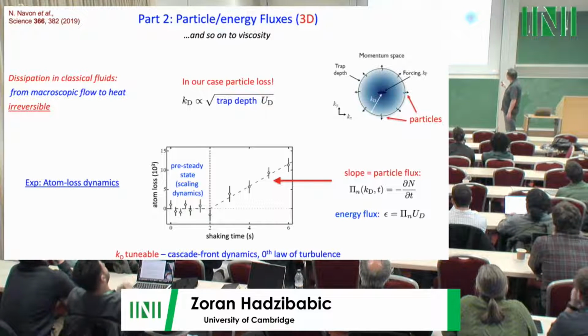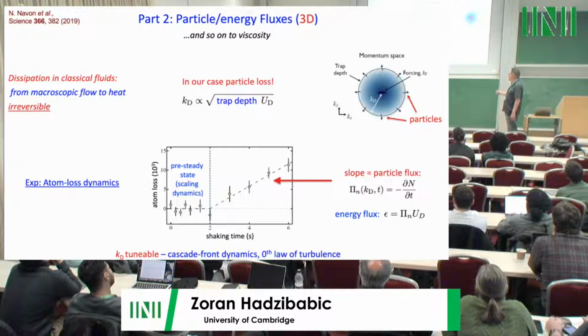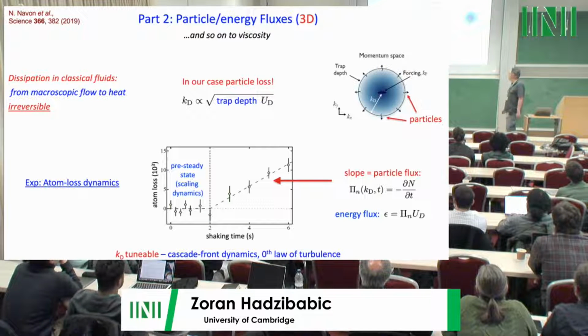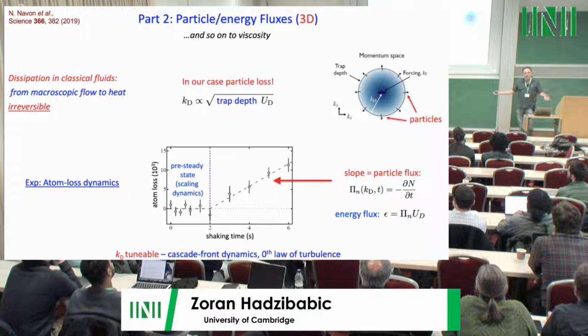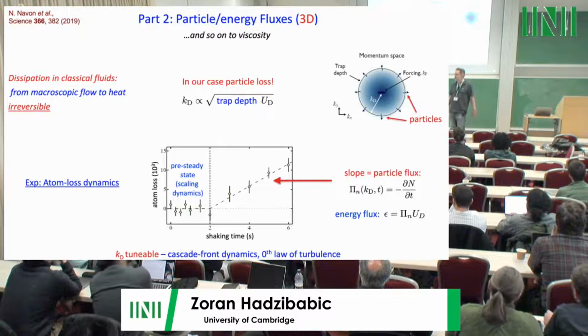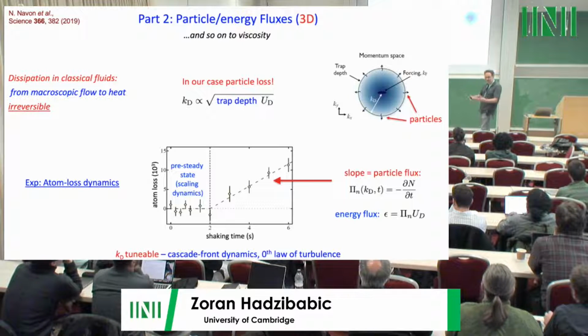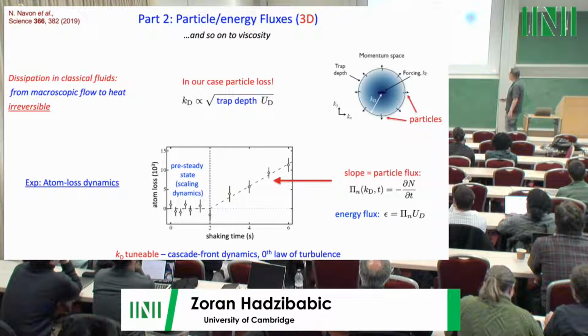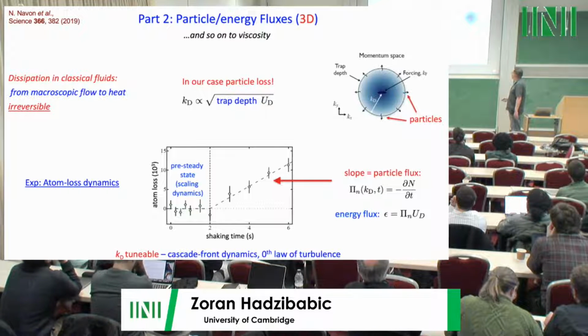And because this is just a trap depth, it's just the power of our laser, you can also tune this dissipation scale. And that, for example, you can use to elegantly show the zeroth law of turbulence, that if the dissipation scale goes to infinity, then you're left with a finite energy flux with zero particle flux. You cannot do the experiment there, but you can see how it extrapolates there. I'm not going to speak more about it. I just need this ability to measure flux for what I want to talk about.